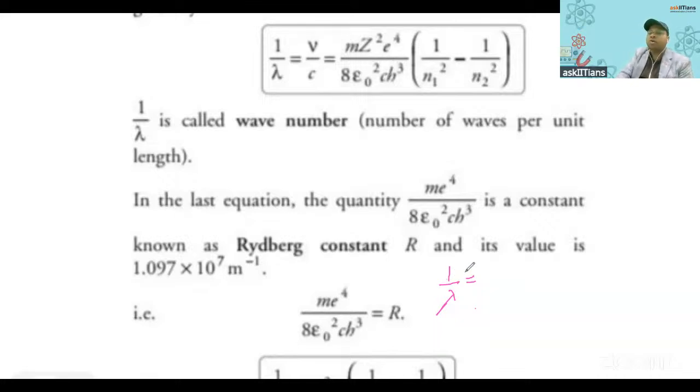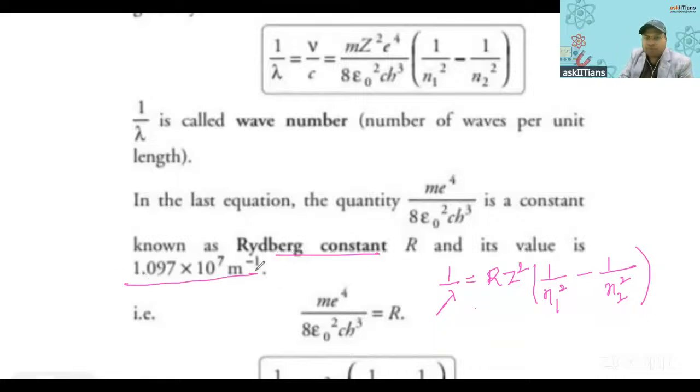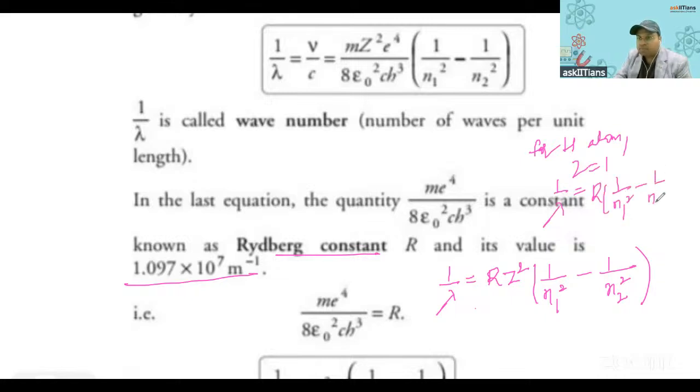So 1 by lambda for any hydrogen-like atom can be written as R Z square times (1 upon n1 square minus 1 upon n2 square). Here R is known as the Rydberg constant, with the value 1.097 into 10 to the power 7 per meter. For a hydrogen atom, you put Z is equal to 1, and you get 1 by lambda as R times (1 by n1 square minus 1 by n2 square). Then you can put different values. For the Lyman series, you put n1 as 1 and n2 can take any values from 2 to infinity: 2, 3, 4, 5, 6. Getting it?